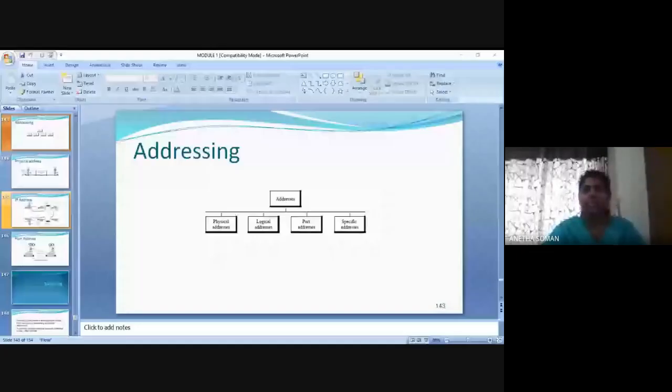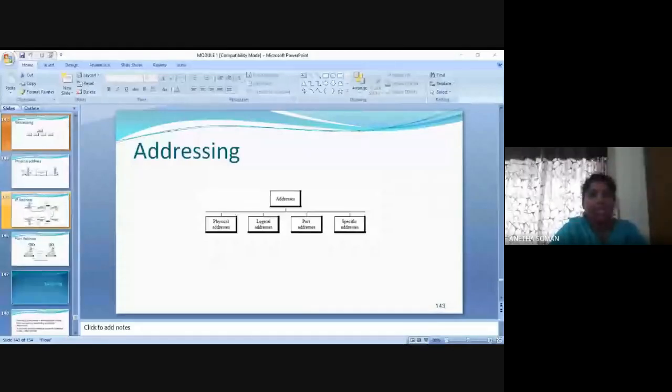I just needed to tell that, to identify a node, as defined by its LAN or WAN. You're not hearing. Now it is clear. Physical address is the address of a node that is defined by the LAN or WAN. Can you hear now? Is it clear now? Actually, I have switched to some other connection using my phone. Okay. Right.